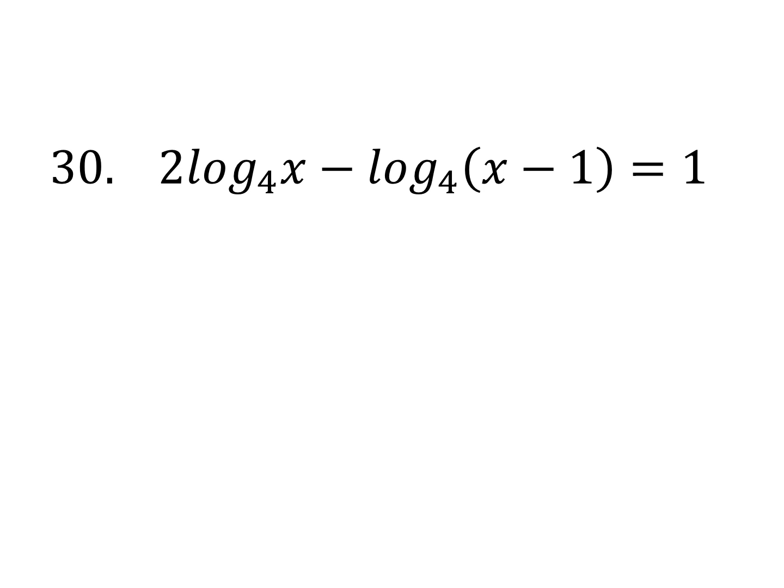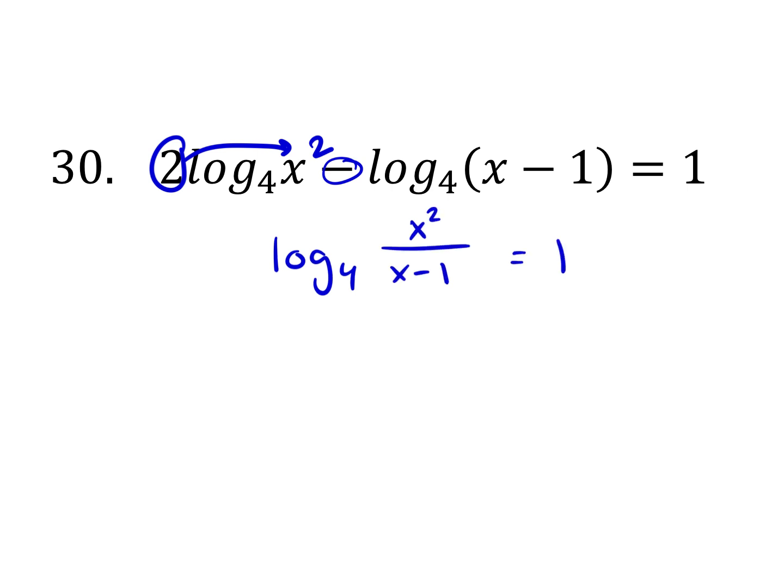We want to condense. What should we do first to condense? We want to move the 2 to be an exponent, so this is going to be x squared. What else can we do to condense? And then log 4, and then x to the power of 2 over x minus 1. Awesome. So we're going to condense with subtraction. So log base 4 of x squared over x minus 1 equals 1.